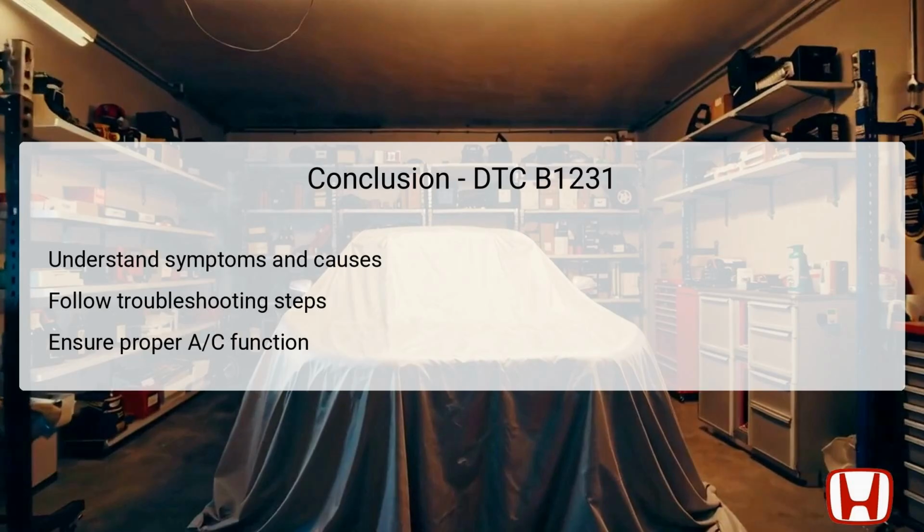In summary, DTC B1231 indicates an open circuit in the evaporator temperature sensor circuit, which can significantly impact your vehicle's air conditioning performance. By understanding the symptoms and potential causes, such as poor connections or a faulty sensor, you can effectively troubleshoot the issue. Following the outlined troubleshooting steps methodically will help narrow down the source of the problem, whether it's in the wiring or the sensor itself.